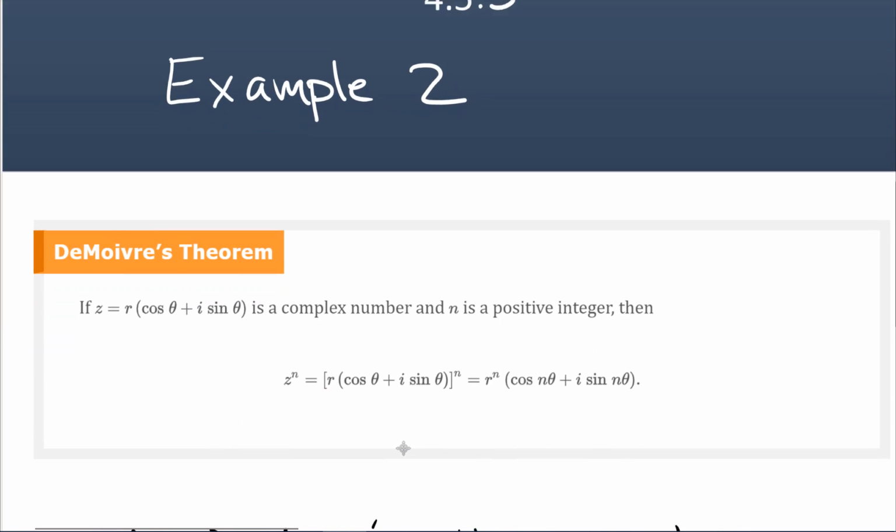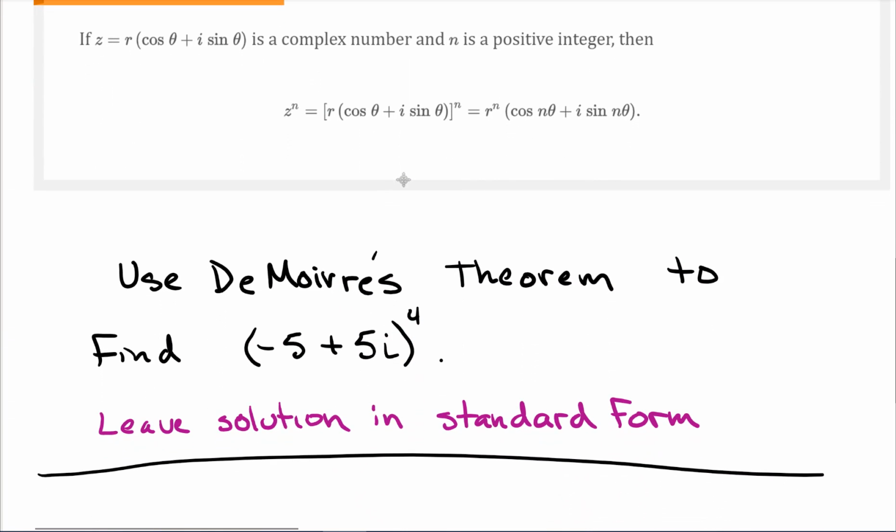There's your theorem again, De Moivre's. And this time we're going to look at using De Moivre's theorem to find -5 plus 5i raised to the fourth power. And we're going to leave our solution in the standard form. This is how I'll ask you on your final. I'm going to say leave your solution in standard form. So let's get some practice.